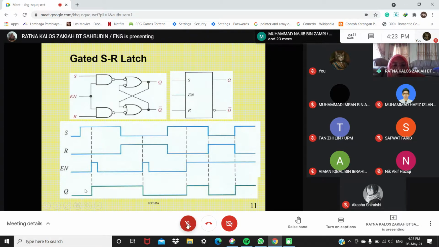So see here, this part is set. Until here, R is high, so it goes low. And then this part, set is high, so you get high here. And then here R is high, so it becomes low here. And this part S is high, so you get this. Any question you want to ask?